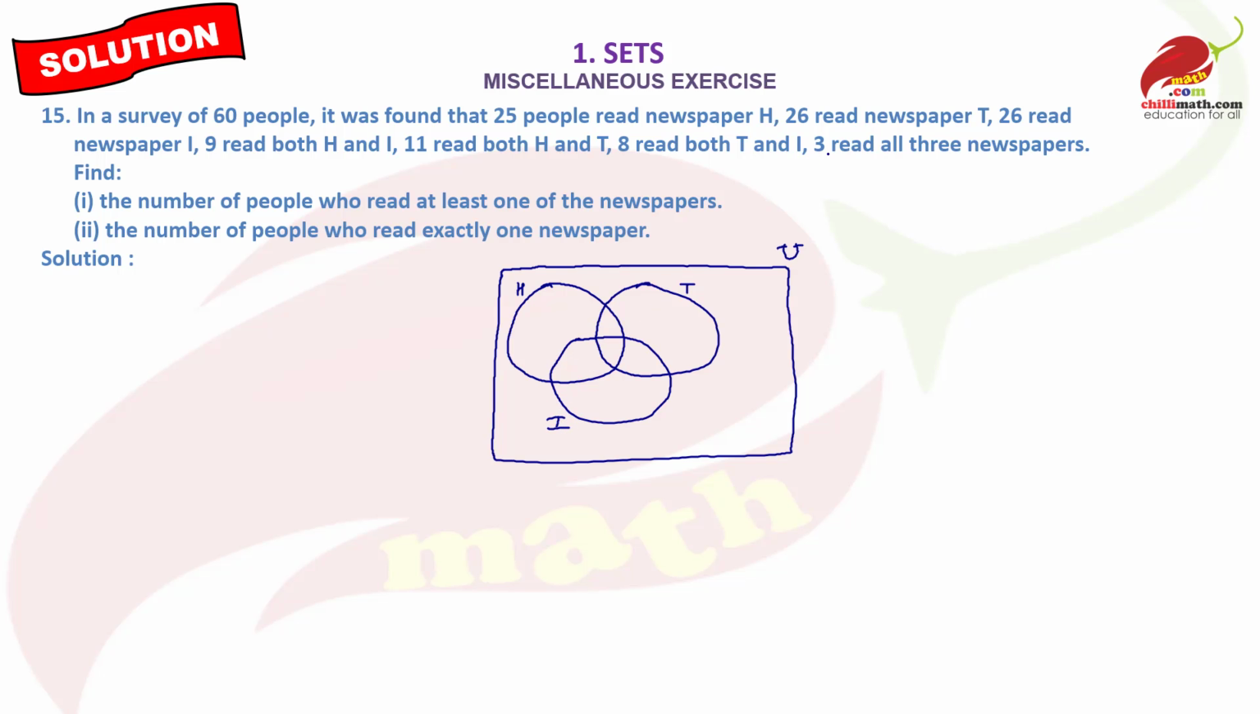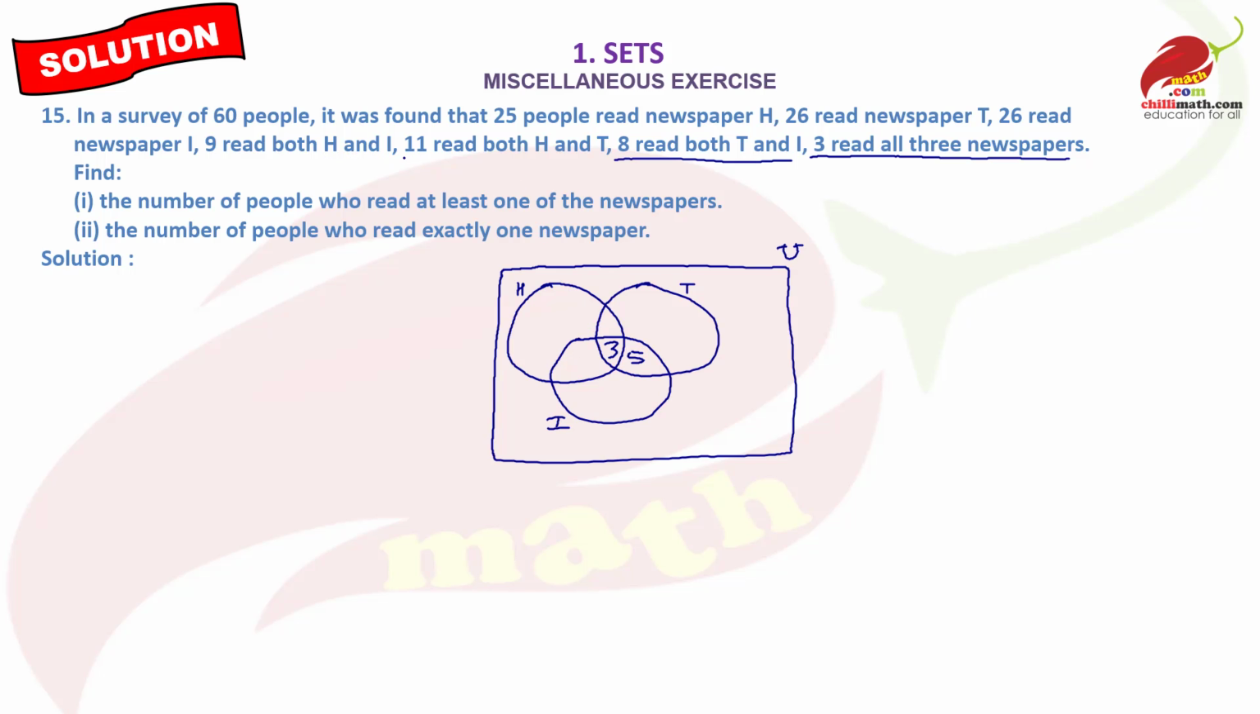We'll start with the common region. 3 read all 3 newspapers, so this is the common region, 3. Then we start with the 2 regions. 8 read both T and I. So common to T and I is this region. 3 is already there, total 8, so we have to write 5 here so that it becomes 8.